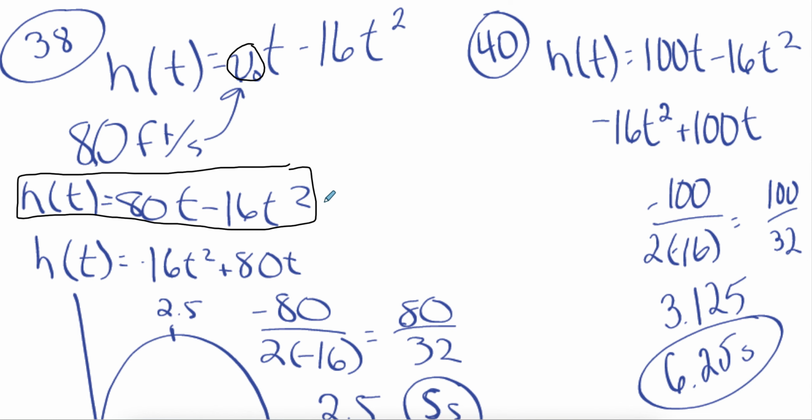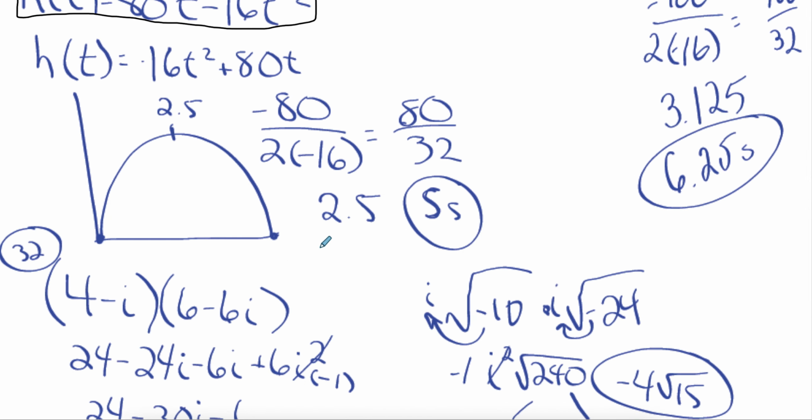But since we're supposed to solve by graphing, this one's kind of a bear to graph. It's a little high up there with the numbers that you're working with. Okay, so graphing this, you do negative b over 2 times a, so negative 80 over 2 times a. So 80 over 32, you get 2.5. And it's actually not that bad when you start working with the numbers. So you get 2.5, okay, and that is up here.